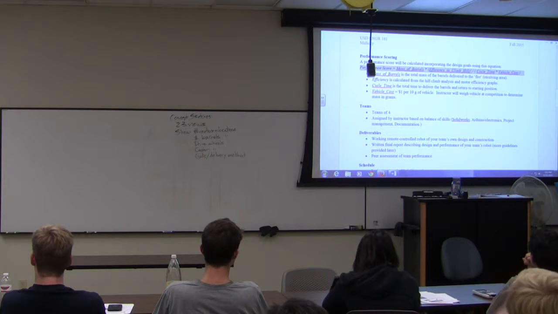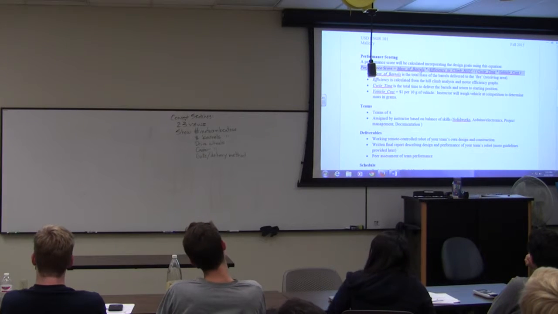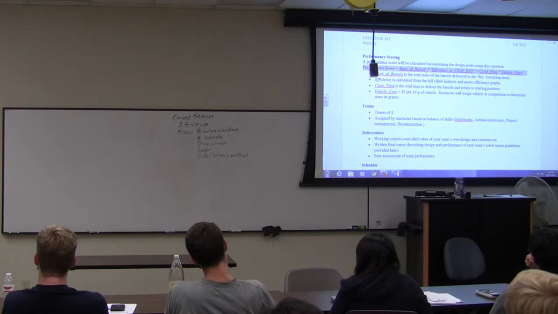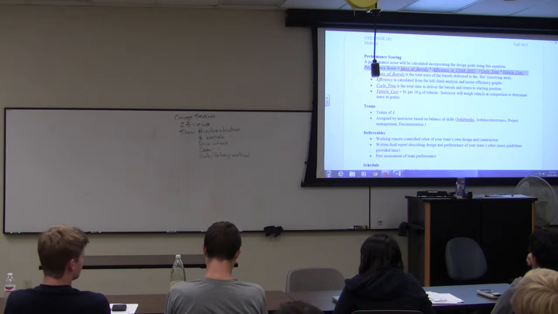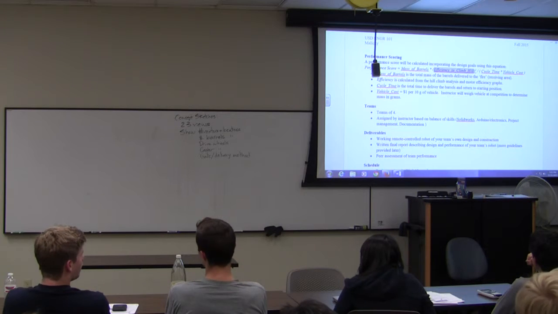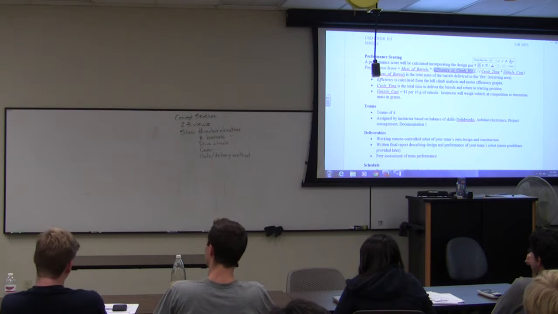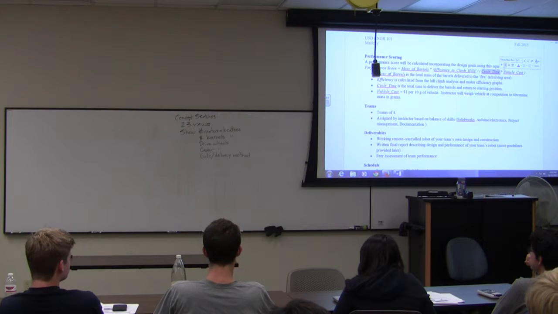We have 4 terms we're working with. The mass of the barrels is pretty easy. That's just going to be the number of barrels times the number of grams per barrel. The efficiency to climb the hill, that's going to take some work because it's related to torque and the wheel diameter. Cycle time is going to take some work. We're going to have to think about what that means.